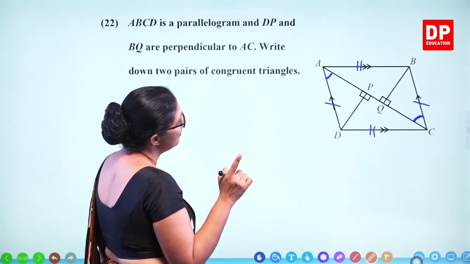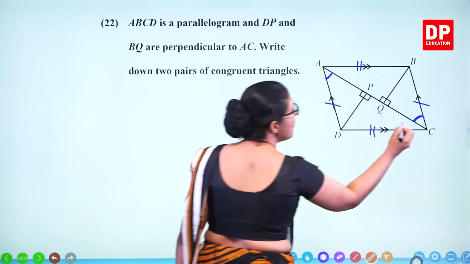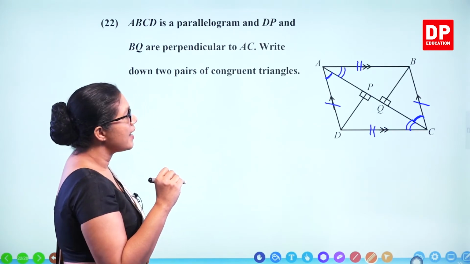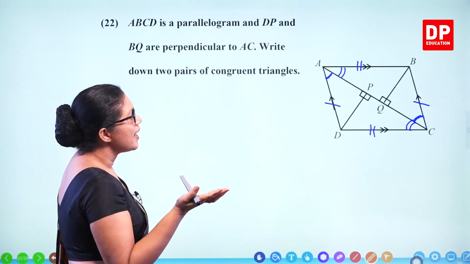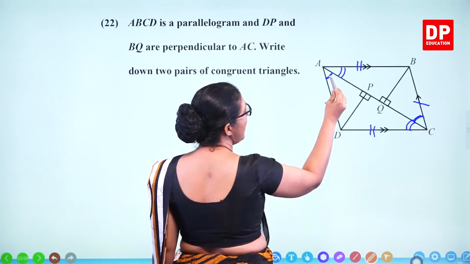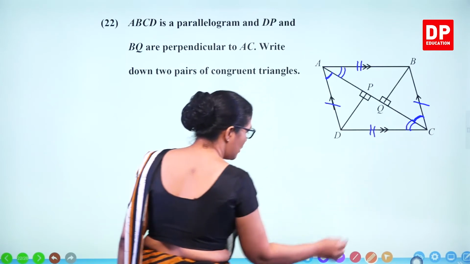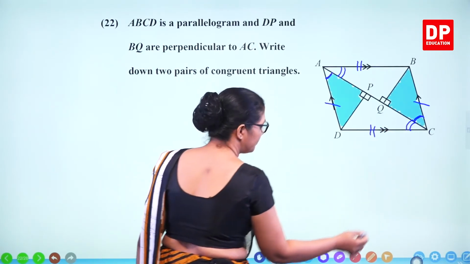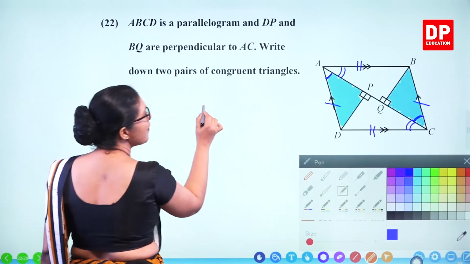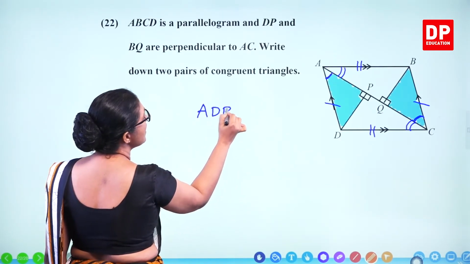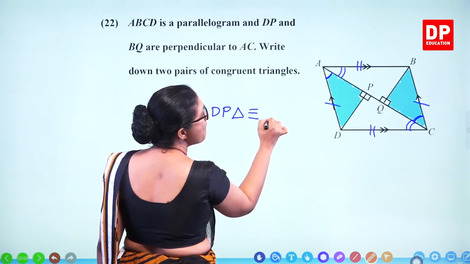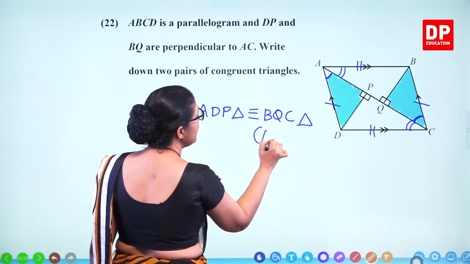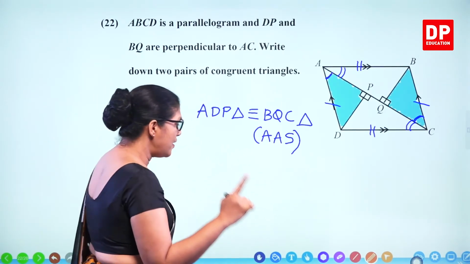And what else? What are the other pieces of information? This angle is equal to this angle. Alternate angles are equal. Now we can see length, angle, angle. Length, angle, angle. So these two triangles are congruent. So you can write ADP triangle is congruent to BQC triangle. What's the case? Angle, angle, side. The other two are also congruent.